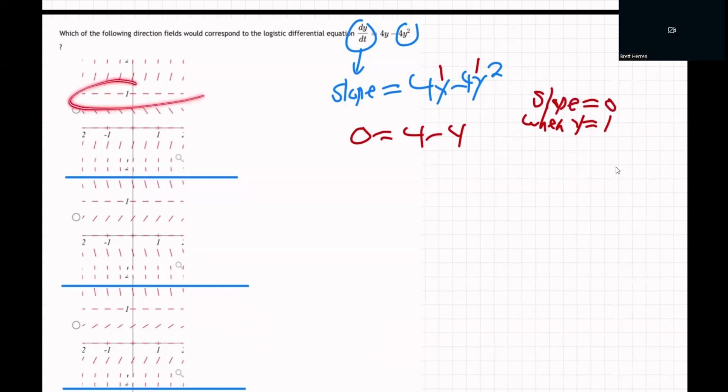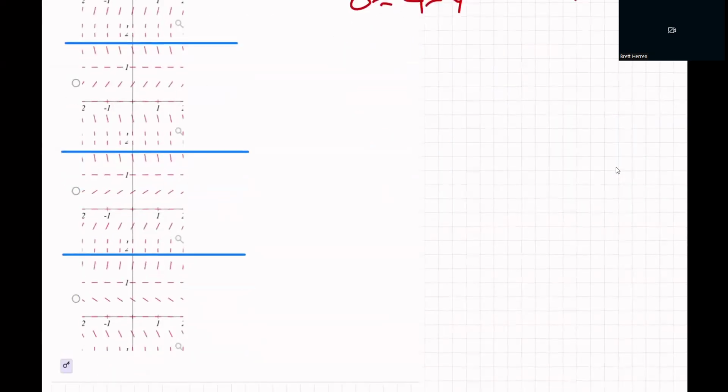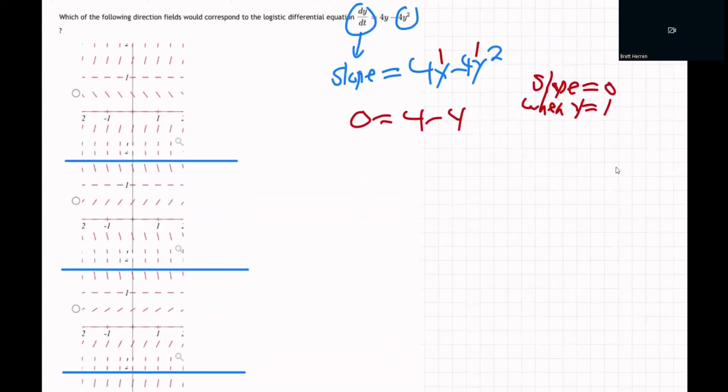Well, they pretty much all have that. See how at height 1, all these flat slope lines? Height 1, flat slope line, height 1, flat slope line. Okay, so that doesn't rule anybody out.